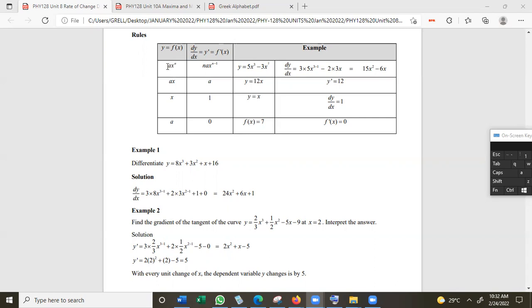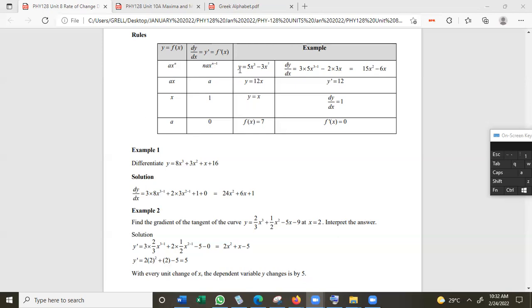So whenever you have a situation or a function or an equation, and it is of the form ax to the n, then you can apply this rule now to differentiate it. Okay, so dy dx or y prime or f prime of x is equal to nax to the n minus 1. So you take the power, you multiply it to the coefficient, and you subtract one from the power.